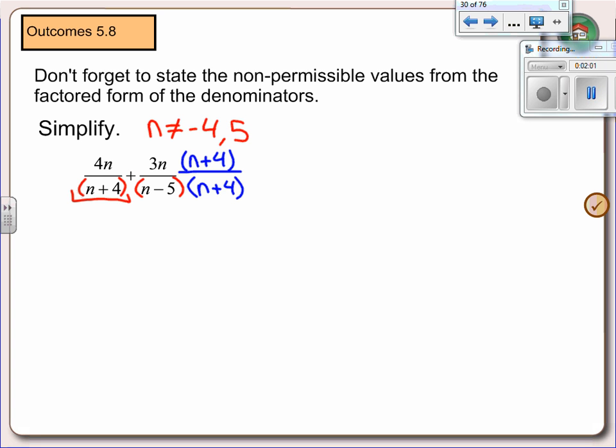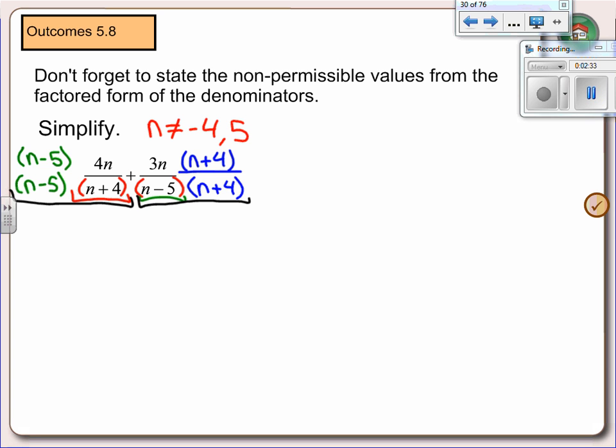Now, if we look, the other package deal that we have in the other fraction is n minus 5. And that n minus 5, we need it to show up in the other fraction. So to give the other fraction the n minus 5, we need to multiply the top and the bottom by n minus 5. You see here now we have a common denominator. We have a common denominator of n minus 5 times n plus 4. I mean, they're in different order, but in multiplication order doesn't matter.